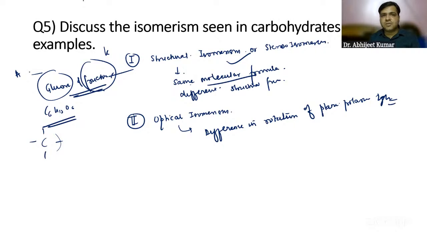Again, stereoisomerism, guys. They have the same structural formula but differ in the arrangement of atoms in space. They can be further divided into enantiomers, and they can also be divided into diastereomers, right? So enantiomers, guys, we have already talked about.